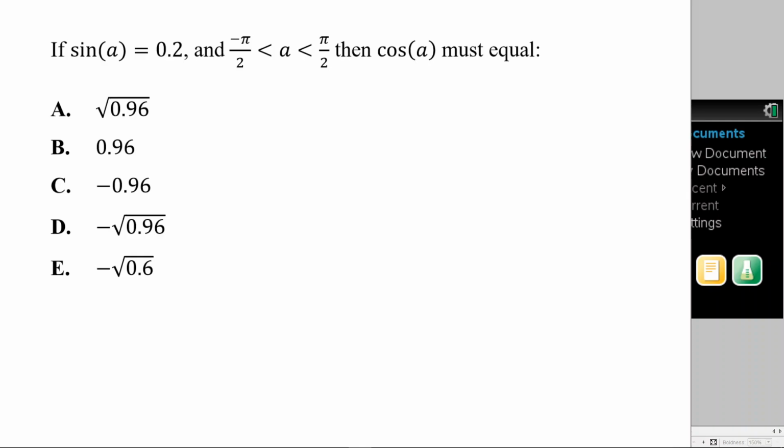Welcome. So in this video, we'll be answering this question before us. It says if sine of a is equal to 0.2 and a is between negative pi on 2 and pi on 2, then cos of a must equal which of these? So first thing that we need to recognize here is that this question relies upon the Pythagorean identity. So let's write that out now.